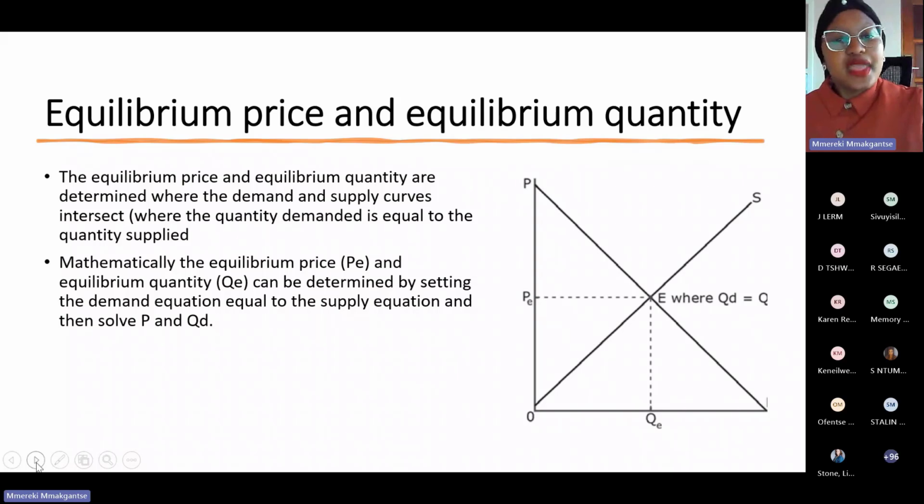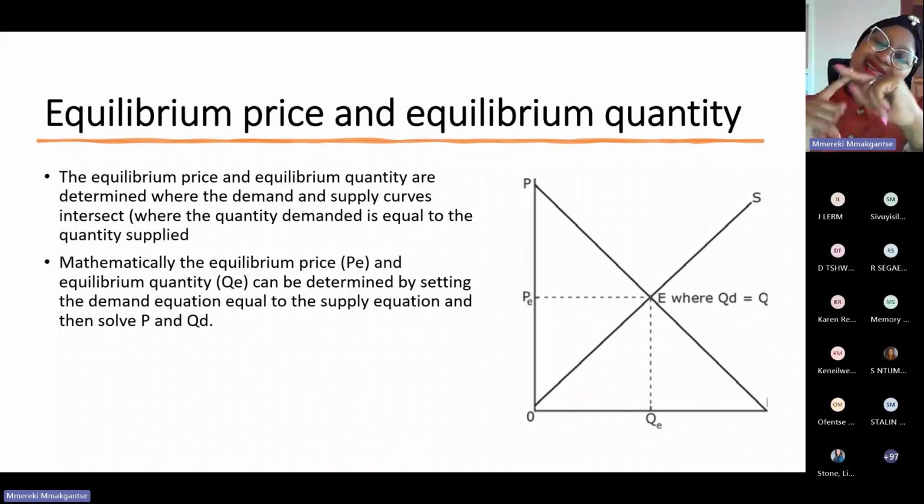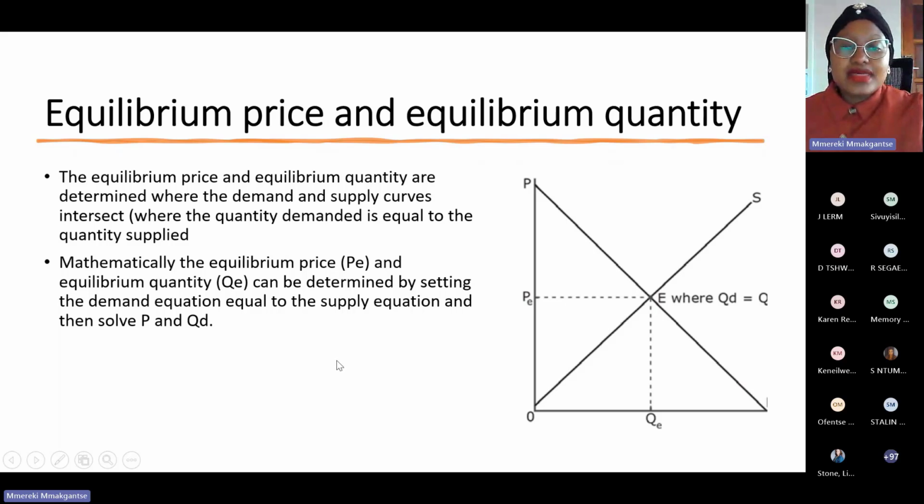Now we are looking at the equilibrium price and equilibrium quantity. Remember, market equilibrium is when quantity demanded is equal to quantity supplied, at the same price. So the equilibrium price is determined where the supply curve intersects the demand curve.